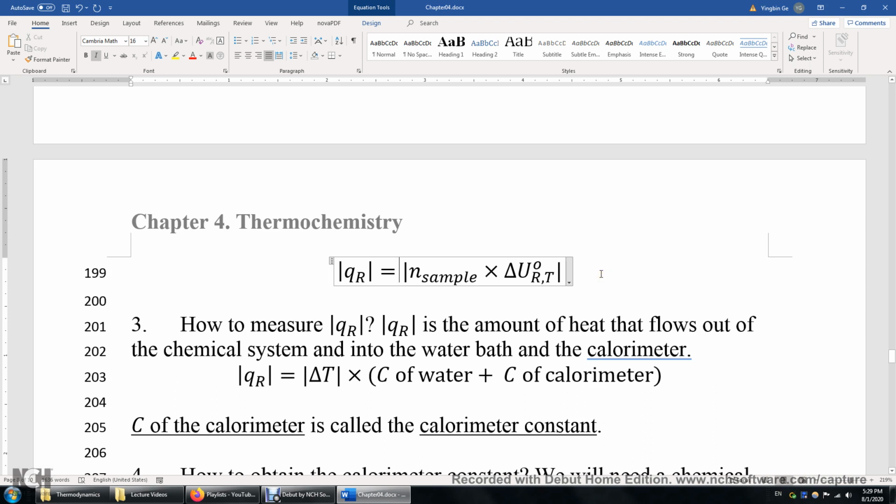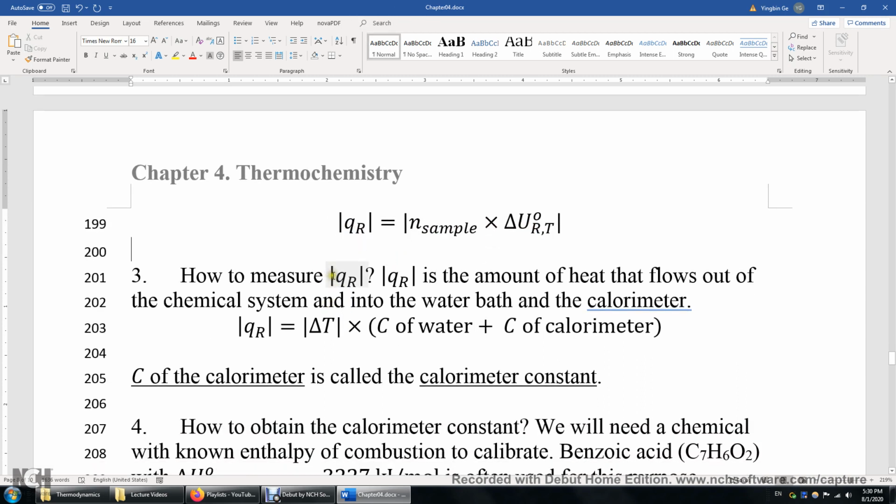When a sample is combusted, delta U is negative, but heat flows into the water bath, the calorimeter. So for the water bath, the Q is positive. Again, the sign of the Q depends on what system we're talking about. If we're talking about the sample, Q is negative. If we're talking about the water bath, Q is positive. So just to make it simpler, I'm using the absolute values here.